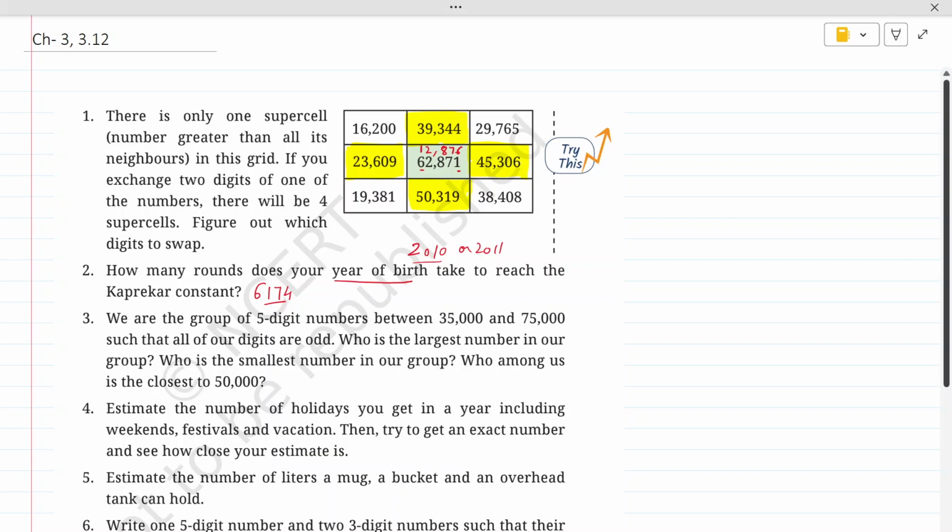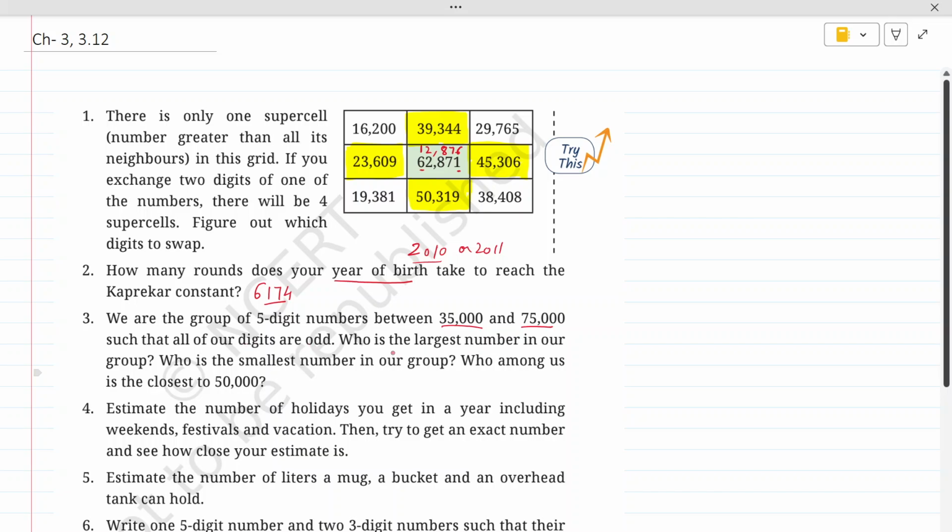Now, let us move to question number 3. We have a group of 5-digit numbers between 35,000 and 75,000. This is the range given to us, such that all of our digits are odd.